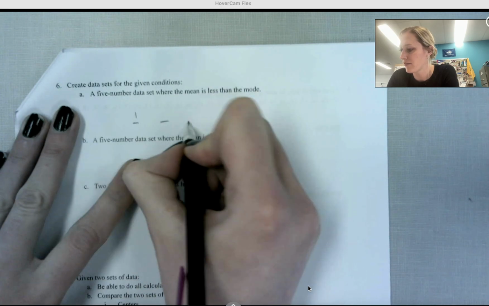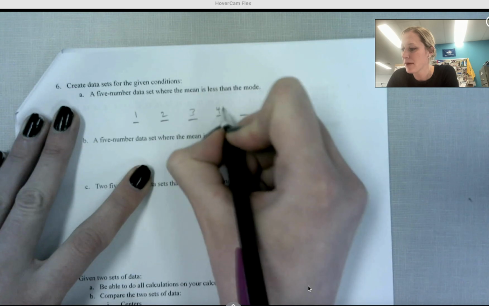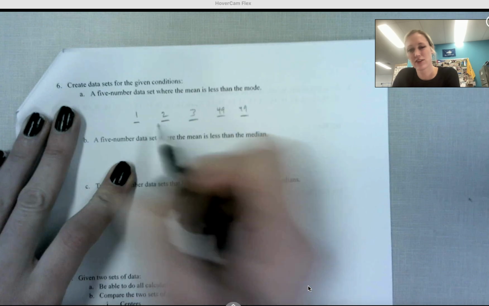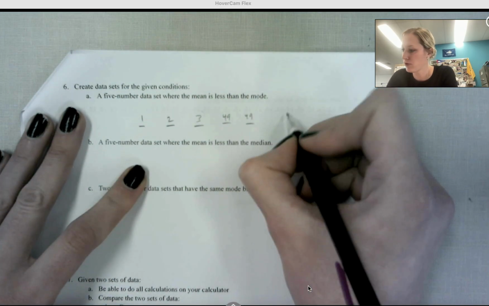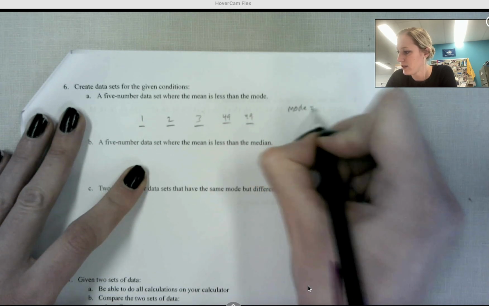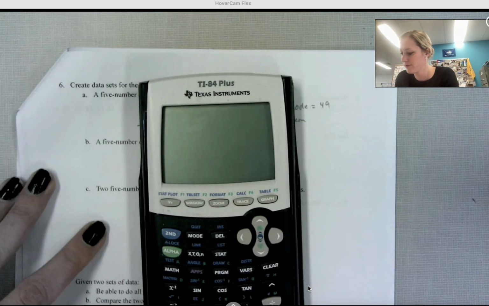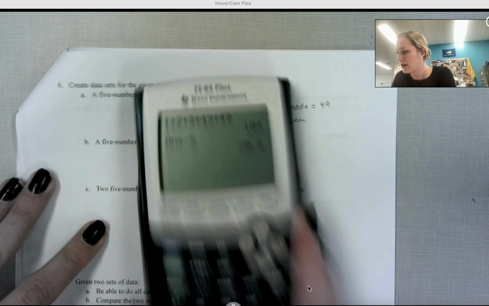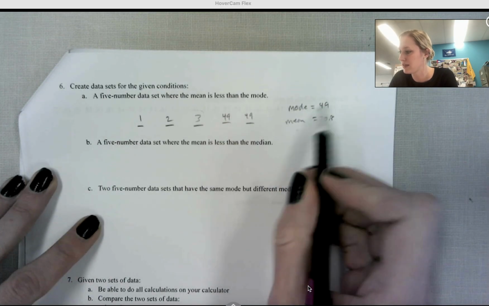So I'm going to give some spaces. There's 5 numbers, so 1, 2, 3. So some low numbers with a high number. My average, because I have more low numbers than high numbers, is going to be pretty low. And I want it to be just less than my mode. So my mode is 49. If I add these 5 numbers together, 1 plus 2 plus 3 plus 49 plus 49, and divide by 5, then my mean is 20.8. They just wanted my mean to be less than the mode.